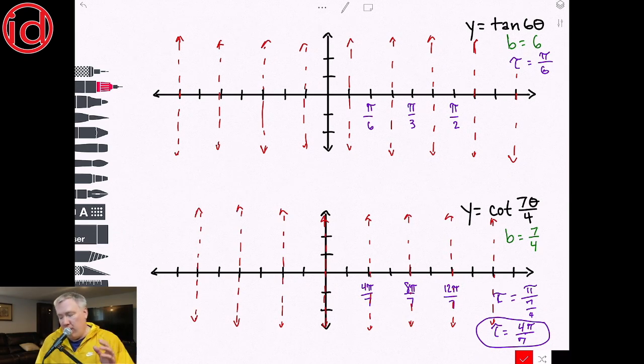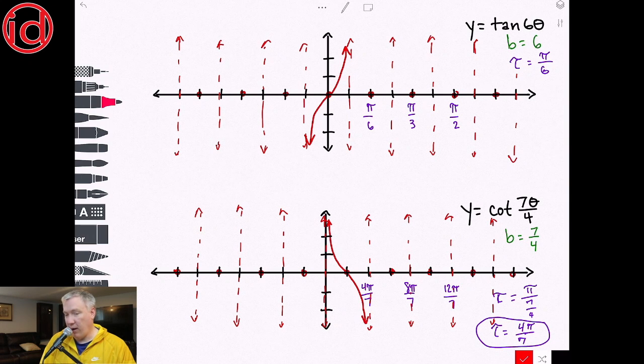Okay, and then what we said before is that in between those asymptotes, there is a middle point in between all of them. So for both tangent and cotangent, they go through a middle point right halfway between the asymptotes. That's what we saw in the pattern. And the difference between tangent and cotangent after here is that tangent goes up when it goes to the right and down when it goes to the left, whereas cotangent on the left side is going up and down on the right. So let me go ahead and finish that out.